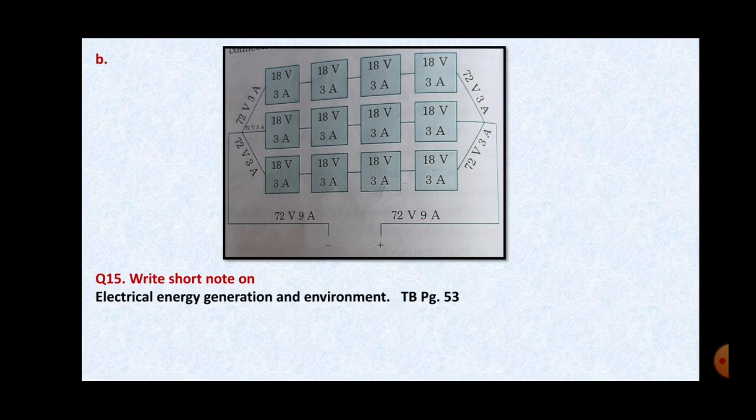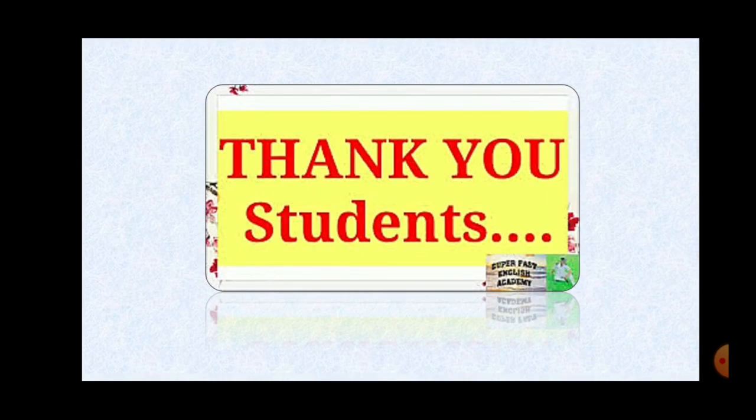Question number 15 is write a short note on electrical energy generation and environment. Now this is given in your textbook on page, open page number 53. Actually this is the repetition. We have to write the problems which are related to the electric energy generation and due to which the environment gets degraded. The 3 points are given.